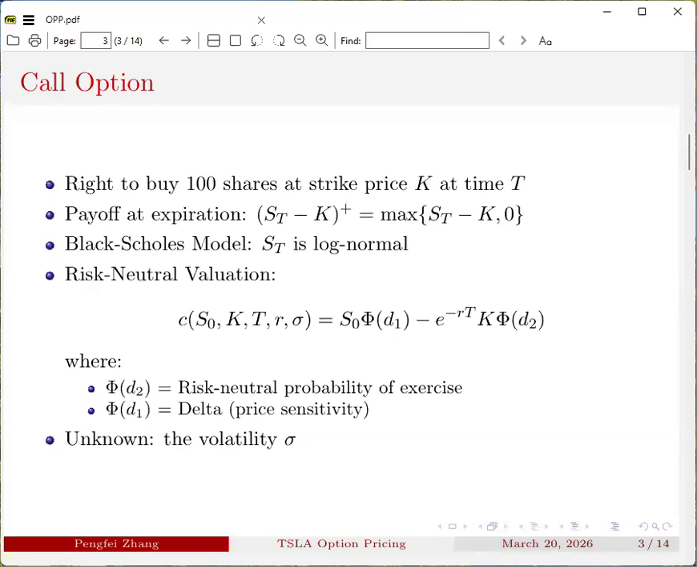The Black-Scholes model assumes the stock price follows a log-normal stochastic process. Using risk-neutral valuation, we can obtain an explicit formula for the pricing. In this formula, the volatility parameter is unknown, so we first estimate it from the historical data.